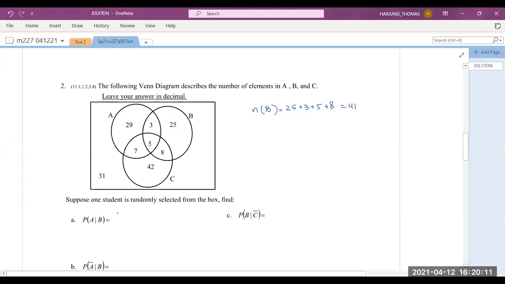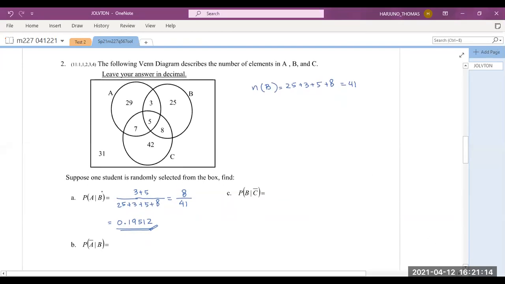Now, of those in B, how many of them are also in A? You know what? Let me actually answer it this way. So 25 plus 3 plus 5 plus 8. Of these 41 elements, how many of them are actually in A? The ones also in A are 3 and 5, right? 3 plus 5, there are 8 elements in A out of those 41. Leave your answer in decimal, so 8 over 41 is 0.19512. Five decimal places. If I don't say anything, then leave it as is. But if I want you to write it in decimal, then write it in 5 decimal places.